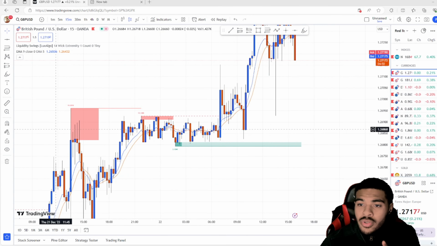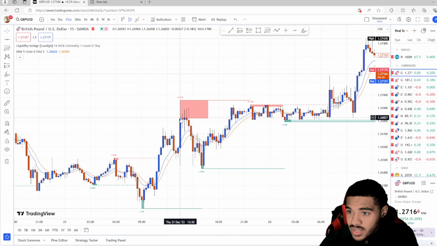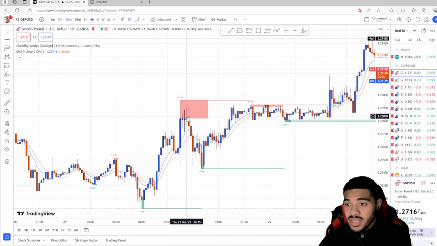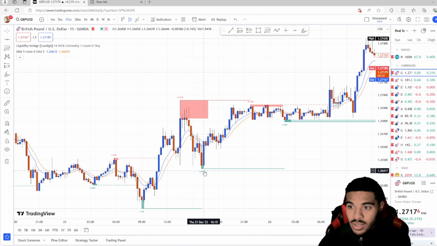So what else you can use is also the wicks of the candles. Okay, the wicks are very important. As you can see here, when you've got multiple wick rejections, you can clearly see that it's struggling to break this level. Okay, so either the buyers or the sellers are struggling to break the level. You've got 1, 2, 3, 4, 5 wick rejections here, and then a big push to the downside.